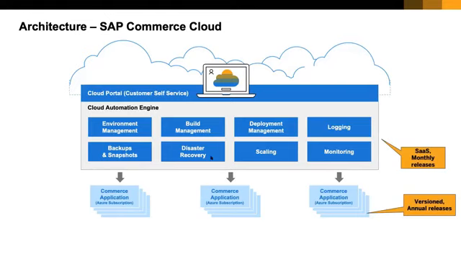And here are the versions that we have. This is the Cloud Automation Engine, which is updated monthly, and it is software as a service. It is automatically upgraded. Your own commerce application is your own commerce platform version, like version 6.7, 1808, or 2005. It is released annually, and it won't be upgraded until you upgrade that one.